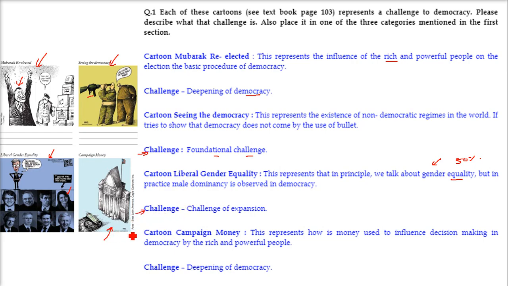Then we have this cartoon, campaign money. So this represents how money is used to influence decision making in democracy by the rich and the powerful people. The challenge is the deepening of democracy.